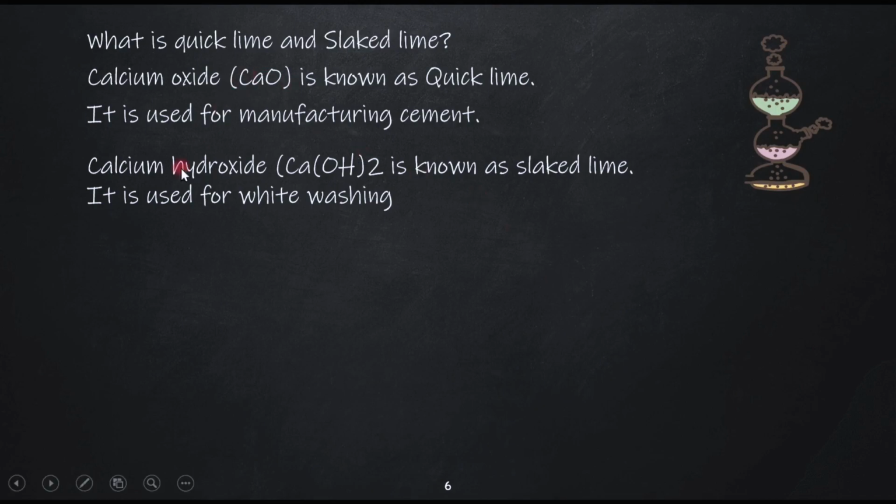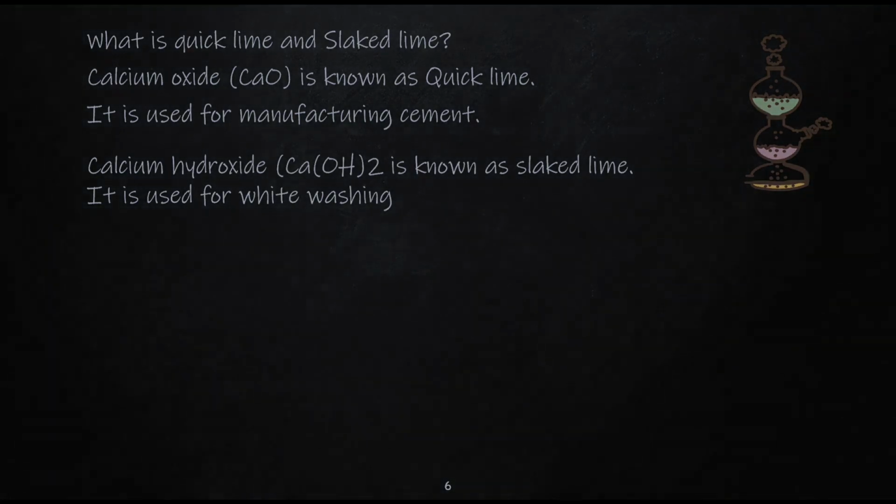Then what is calcium hydroxide? The molecular formula of calcium hydroxide is Ca(OH)2. Calcium hydroxide is also known as slaked lime. Remember, student, calcium hydroxide is also known as slaked lime, and it is used for whitewashing.